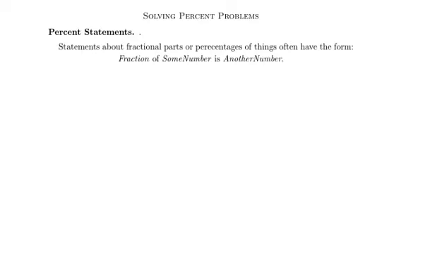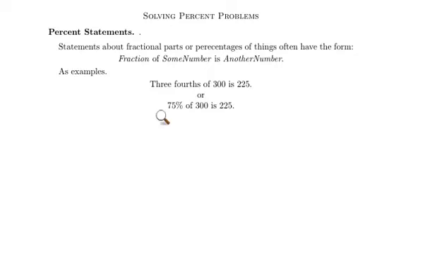In this video we'll review what we looked at in class about solving percent problems. When there's a statement about percents, it'll often be in this kind of form. It'll say something like some fraction of some number is another number, or it might say the percent of some number is another number. For example, 3/4 of 300 is 225.